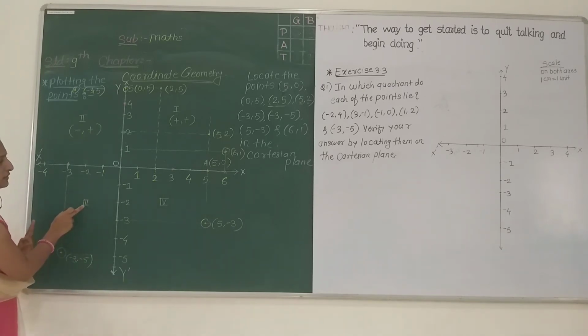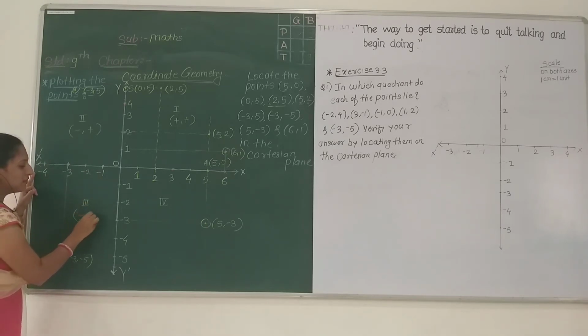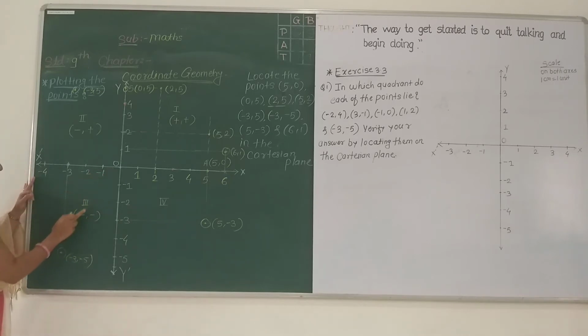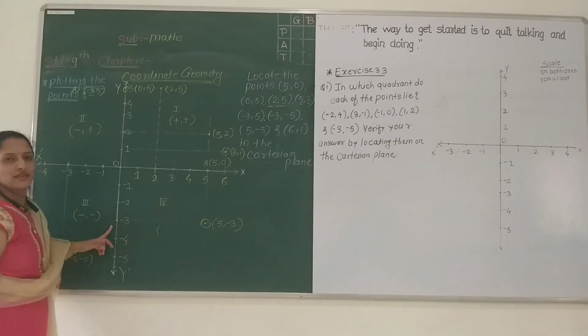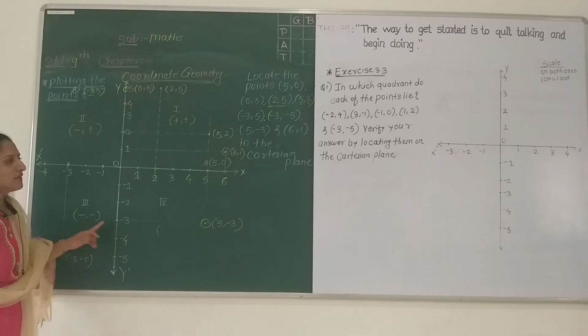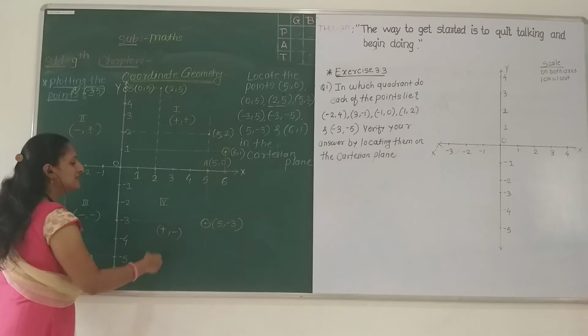Now for the third quadrant, look here, OX dash and OY dash. This third quadrant is enclosed by OX dash and OY dash, both negative directions. Any point in the third quadrant is in the form of (negative, negative), since the x coordinate is negative and the y coordinate is negative. And for the fourth quadrant, any point is in the form of x coordinate positive and y coordinate negative.